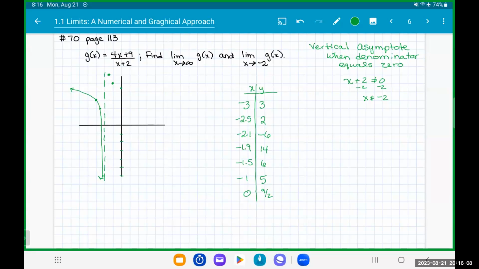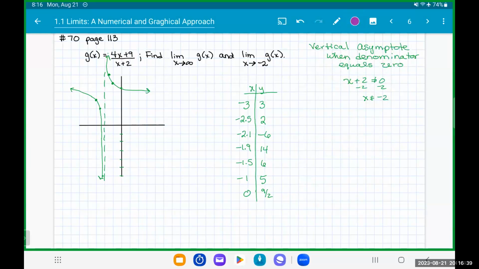Okay. So you can see this one would shoot way up here, because we know at negative 1.9, it goes all the way up there to 14, right? So we've graphed it. We can kind of see now the shape of it. And so then we can now look at our limits from this.